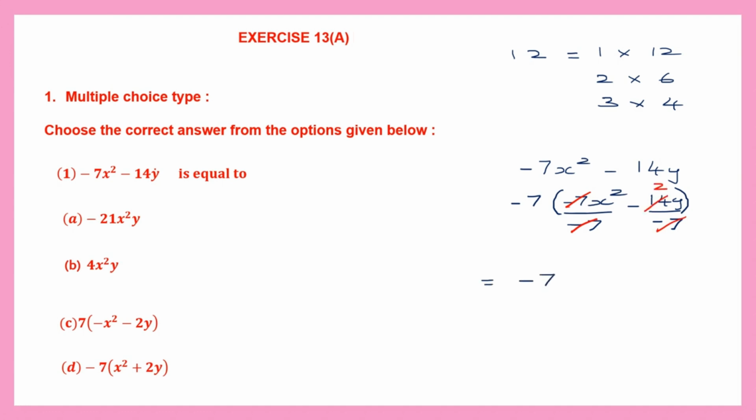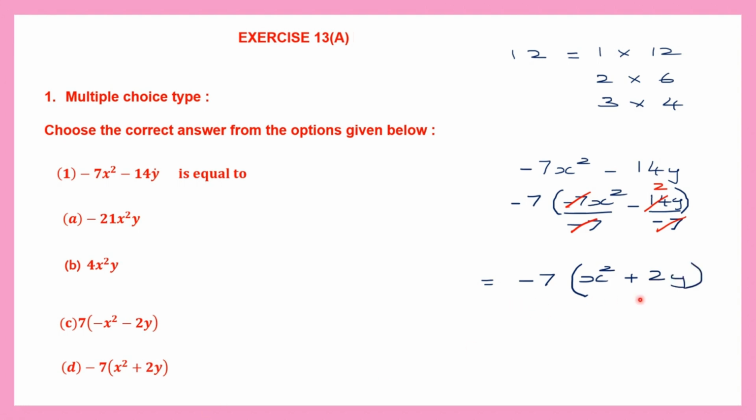Now let us see what is left. Outside I have minus 7. Inside, this minus 7 has got cancelled, so I have only x square. And here I have plus because minus into minus is plus. So plus 2y. So once I divide, I get this.